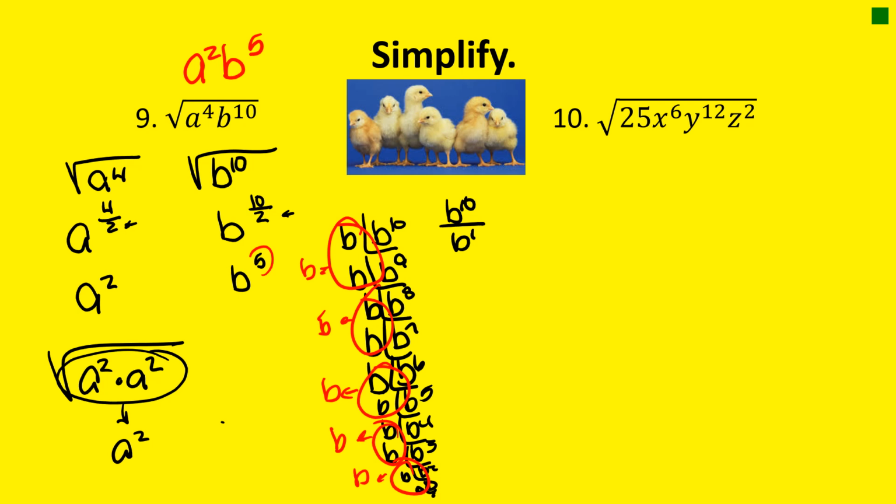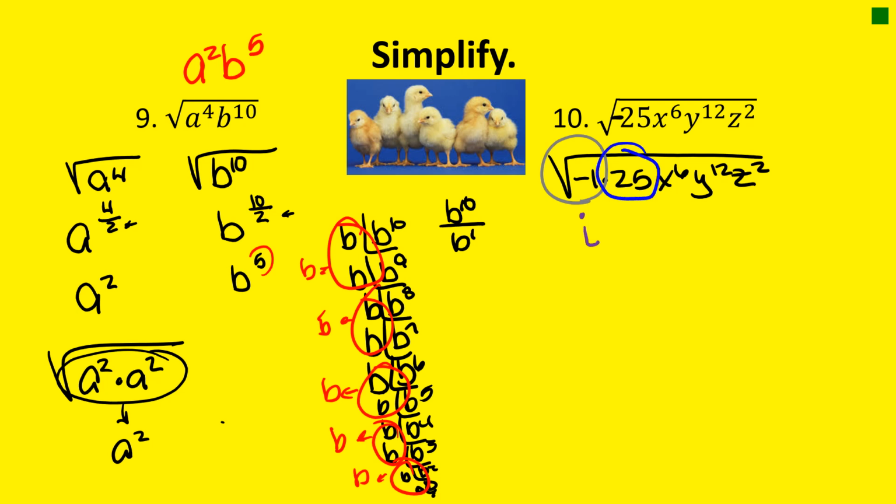Okay, on this, there's supposed to be a negative here. It did not show up. So the first thing you're doing is you're changing this to -1 times 25, x to the 6th, y to the 12th, z to the 2nd. Remember, this square root of -1 comes out as an i. So now the next thing you're looking at is the square root of 25. There is one, it's 5.